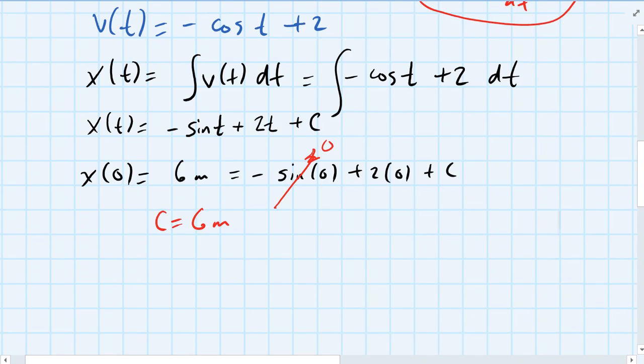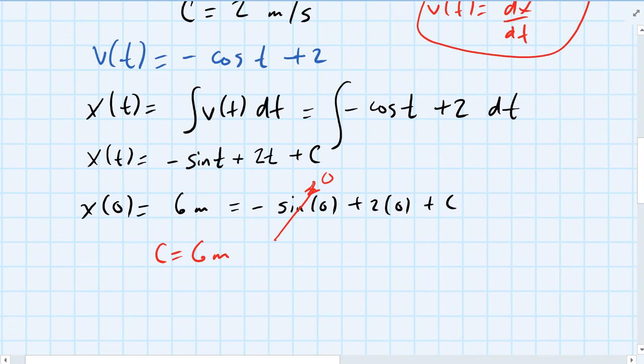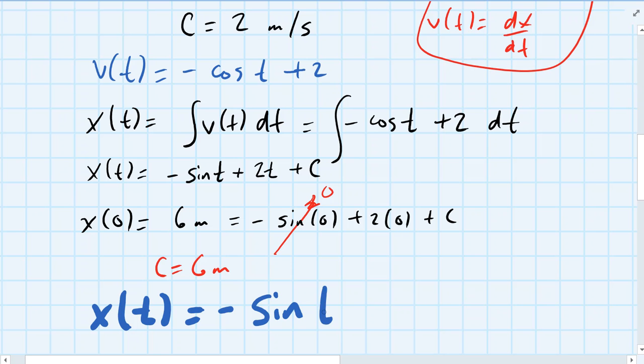Oh, is that why you have to pay attention? Yep. Now, let me go back up. That help? So what does that mean? It means that x of t, which is what I'm trying to find, I'm writing it really big, is equal to negative sine of t plus 2t plus 6. That's that. And that was easy.